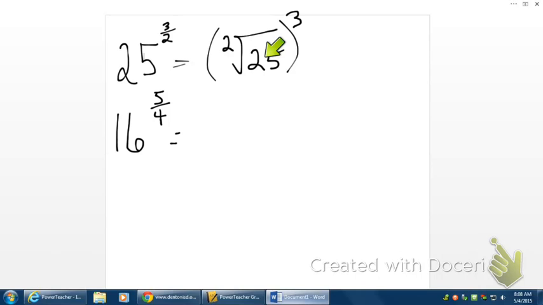Turn. Turn. Not that way. That way. That's a little bit better.